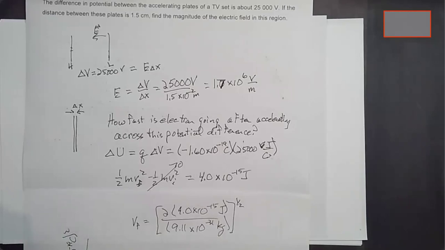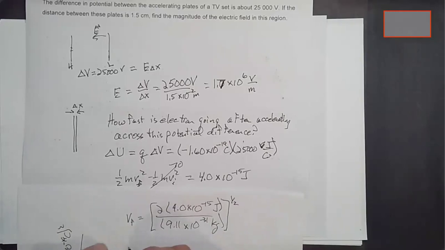Got something going a whole lot faster than the speed of light, which isn't quite possible. Okay, but it's going a pretty good clip. It's actually about 9.4 times 10 to the 7th meters per second. Remember, c is 3 times 10 to the 8th meters per second.